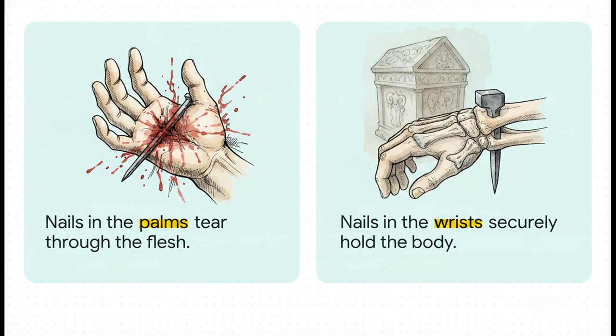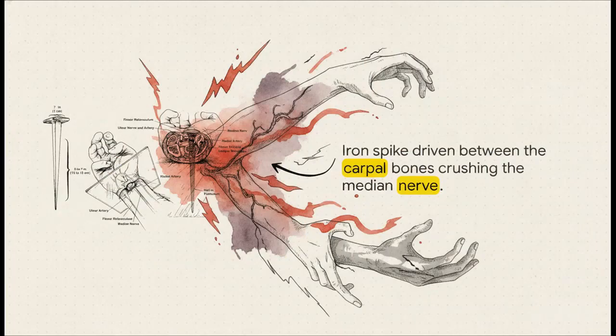Well, medical physics and actual first-century ossuary evidence confirm that the flesh of the palms would just tear straight out under the weight of a human body. So the reality is that 5 to 7-inch square-shafted iron spikes were driven through the wrists, specifically right between the carpal bones. Driven there, the nail could totally support the body's weight without tearing, but it completely crushed the median nerve. If you've ever hit your funny bone, you know that intense shooting pain?